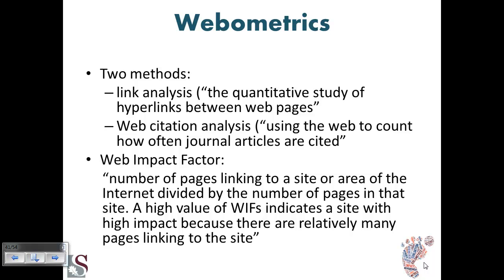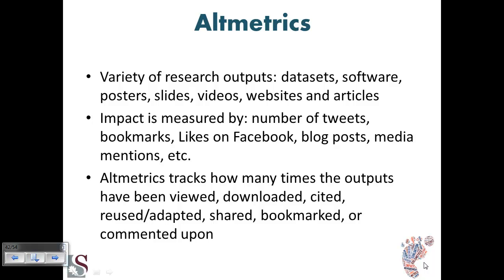So now I just want to have a quick overview of altmetrics. Another contemporary way of looking at research impact is by means of altmetrics. That type of metric is called altmetrics, and it is also the name of a product that we will have a look at just now. Altmetrics does not only consider scholarly articles, but looks at a variety of research outputs. It can be data sets, software, posters, slides, videos, and websites.